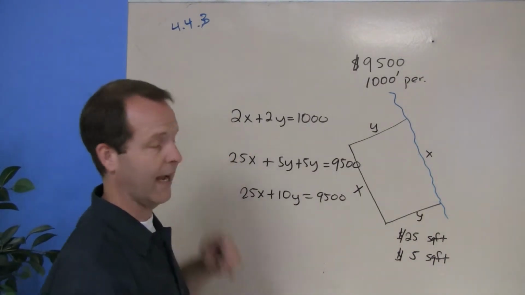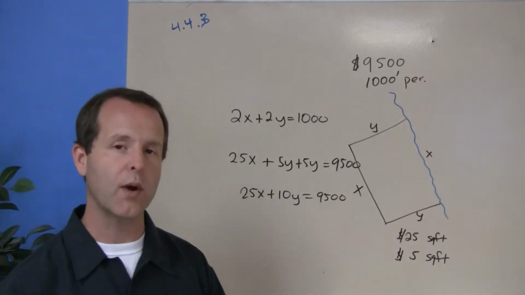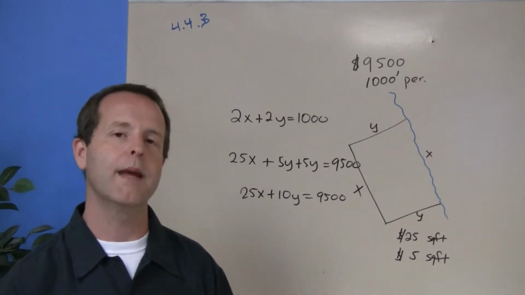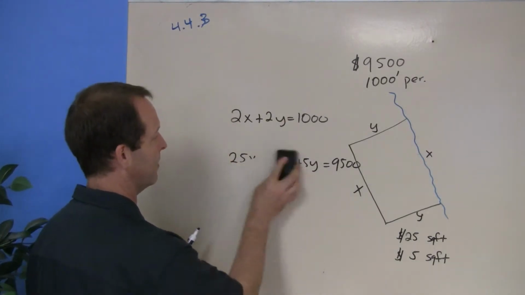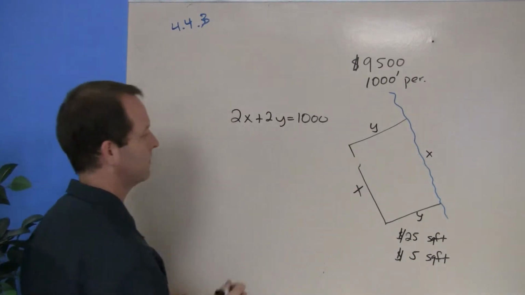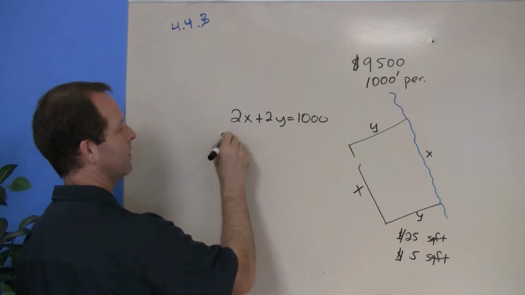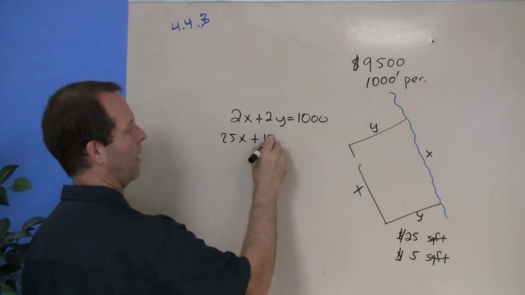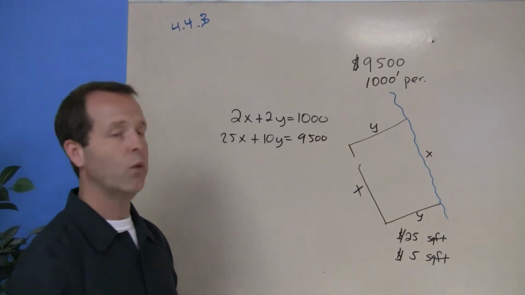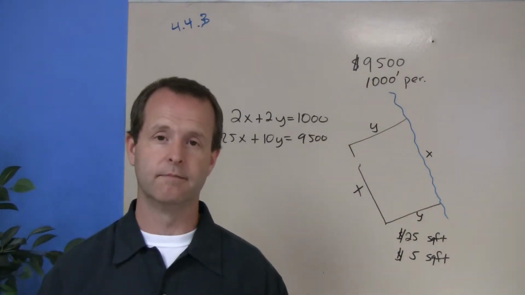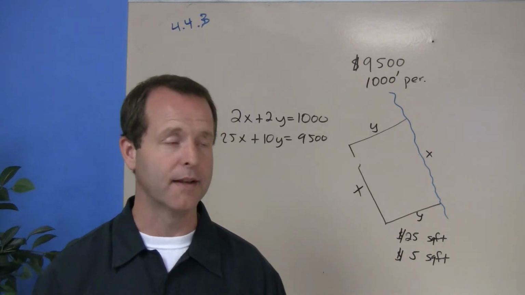Well, there's one equation that I have, and here's another equation I have. So I have 2 equations and 2 unknowns, which makes this a system that has a possible solution. Let me write it and clean it up a little bit: 25X plus 10Y equals 9,500. Which method do you want to use to solve this system? I like the addition method.